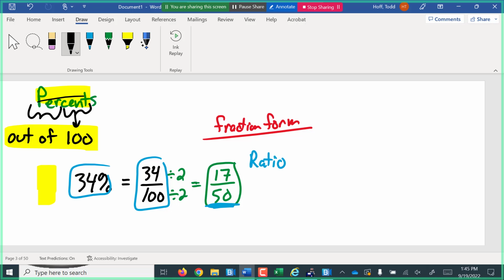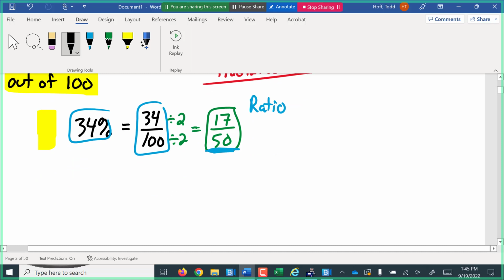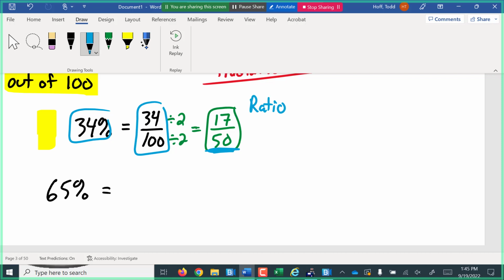Now, not all of our percents are that easy to put into that ratio form, or fractional form, if you prefer. Taking something like 65%. Of course, putting it into the fraction form, 65% is 65 out of 100. The percent always means out of 100.